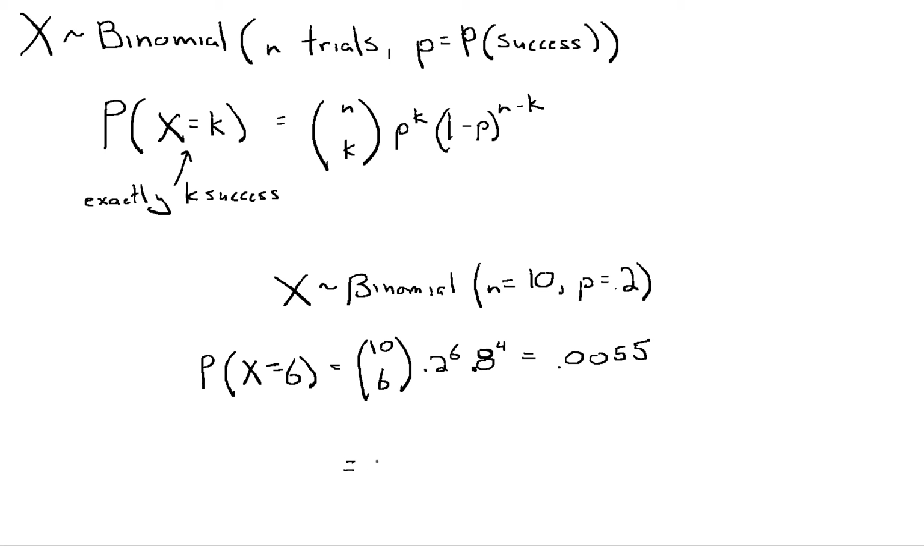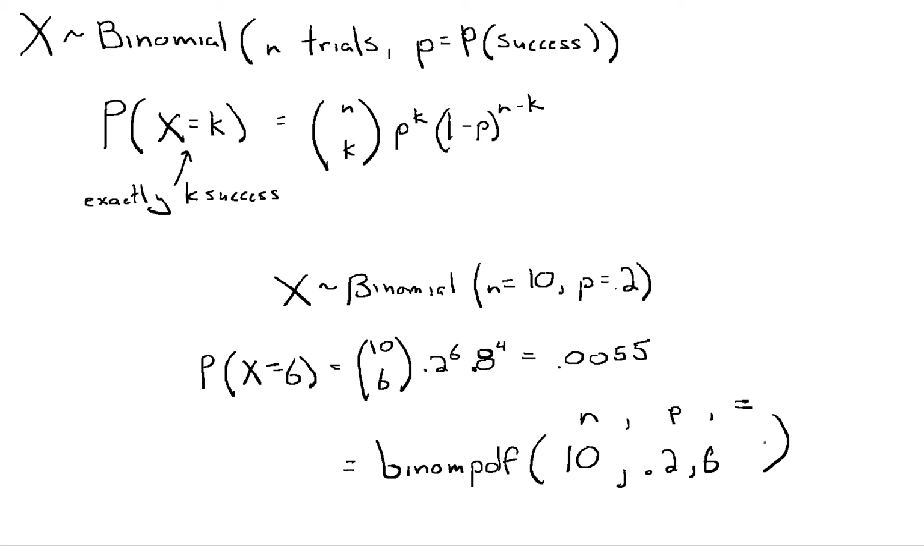Now, an easier way to compute this is to use the built-in function on the calculator called the Binomial PDF. Now you've got to feed it 3 numbers. First one's the n, the number of trials. The second one's p, the probability of a success on a single trial, and then what you want x to be equal to. So in this case, we're doing n equals 10, p equals 0.2, and we want to have exactly 6 successes.